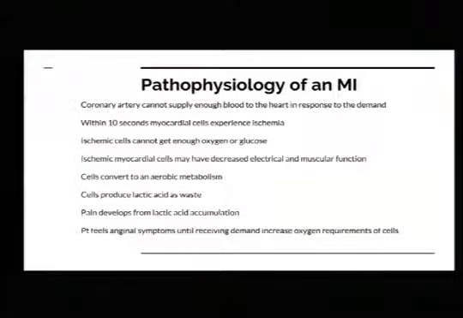Pain develops from all that accumulation. That's why they get the chest pain. It's not the initial ischemia. It's that lactic acid building up in the heart that causes that pain to happen, just like it happens in your peripheral muscles when you work out too hard. So they have anginal symptoms until you increase the oxygen supply and meet the demand of those cells, whether that's through a stent, through just delivery of oxygen, or through vasodilation with drugs.